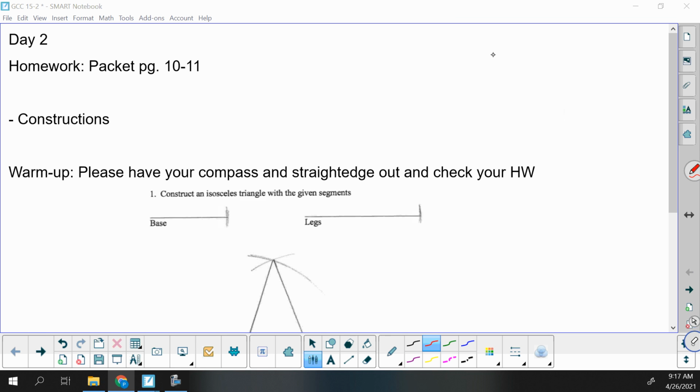Welcome to day 2 of our mini constructions unit. Your homework will be page 10 and 11. It'll be similar constructions to what we do in class.